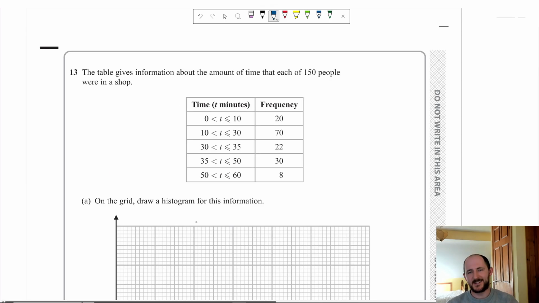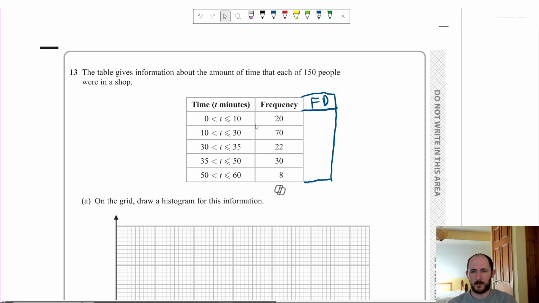So, drawing a histogram. Honestly, I don't think drawing a histogram is too tricky for a lot of students. It's getting confused between histograms, frequency polygons, frequency diagrams, cumulative frequency diagrams, things like that. That's what normally gets students to lose marks. So, in terms of the histogram, it's the one that looks like a bar chart, right? Where you have to work out the frequency density by doing the frequency divided by the class width.